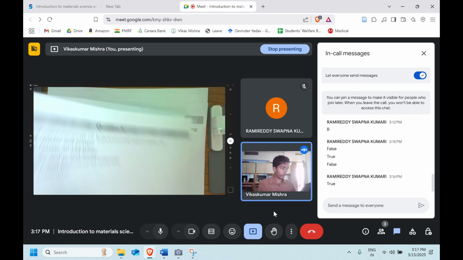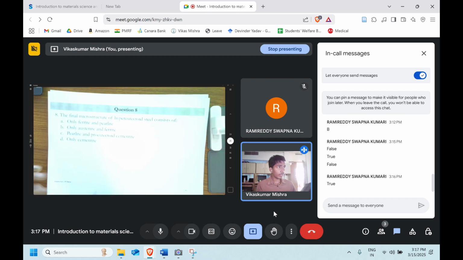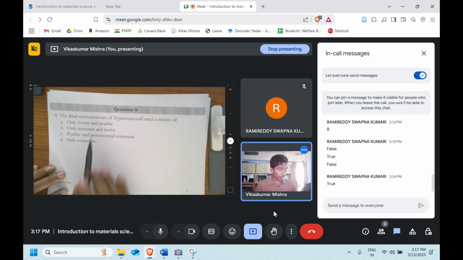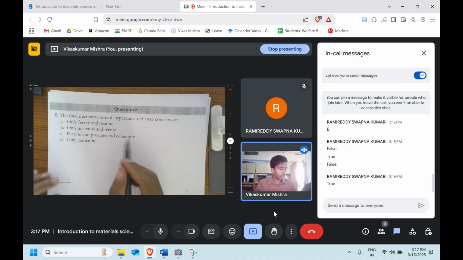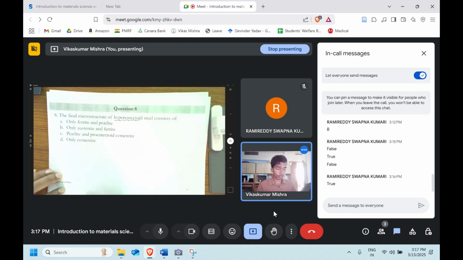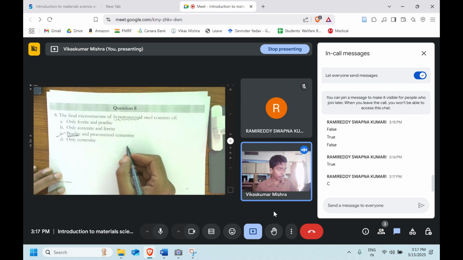Let's go to the next question, question number 8. The final microstructure of the hypereutectoid steel consists of. Among these, what will the final microstructure consist of for the hypereutectoid steel? Ferrite and pearlite, austenite, ferrite and pearlite, pearlite and proeutectoid cementite, only cementite. What do you think? A, B, C, or D? Right, it will be C. We know the ferrite and pearlite will be there, and some cementite which has already formed.